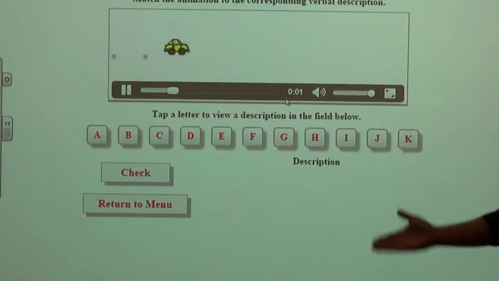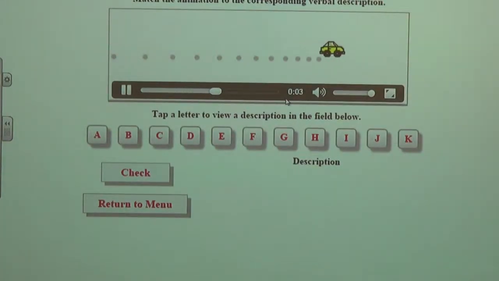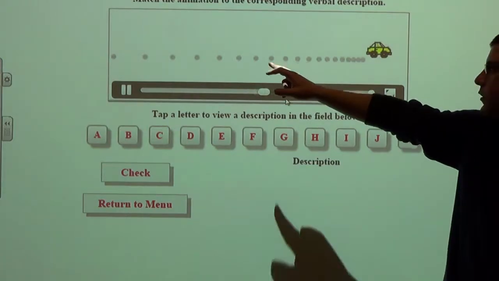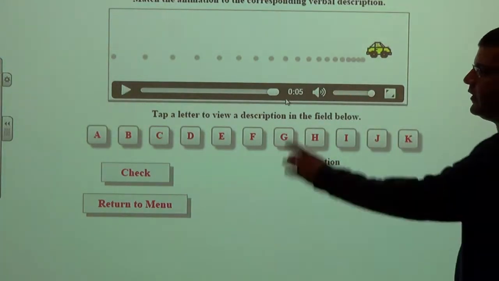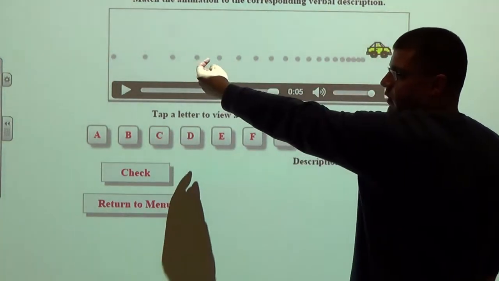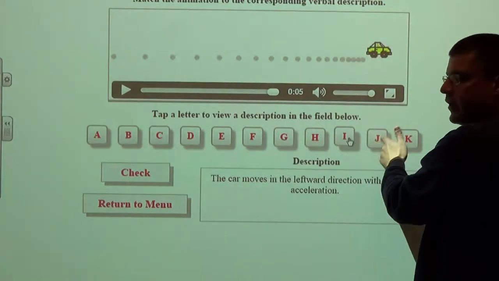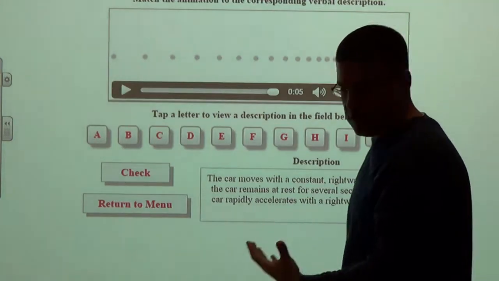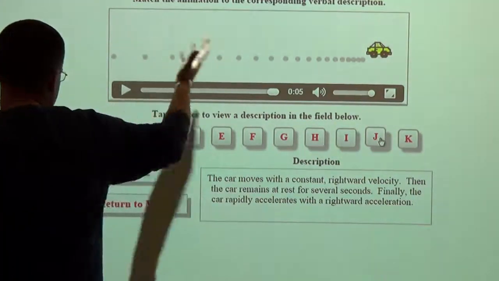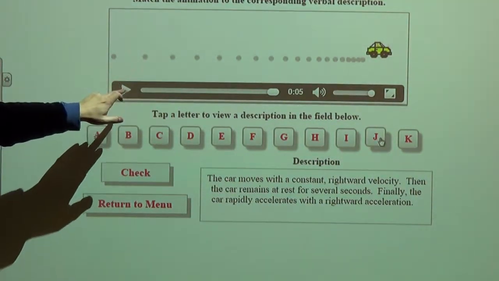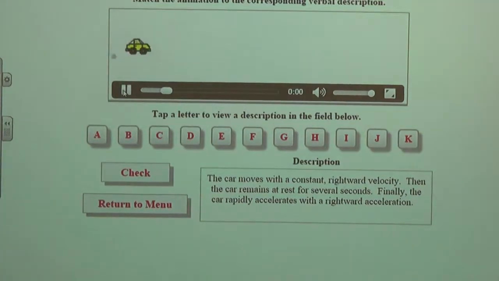Same thing. Obviously it looks like the car is slowing down. It's going right. So the acceleration vector is left because the car is slowing down in the rightward direction. You would pick one of these descriptions down there to go with it. Again, really good review, interactive, and it's just a nice visual up here. And again, if you're not sure, it'll replay it for you. So really good stuff here.